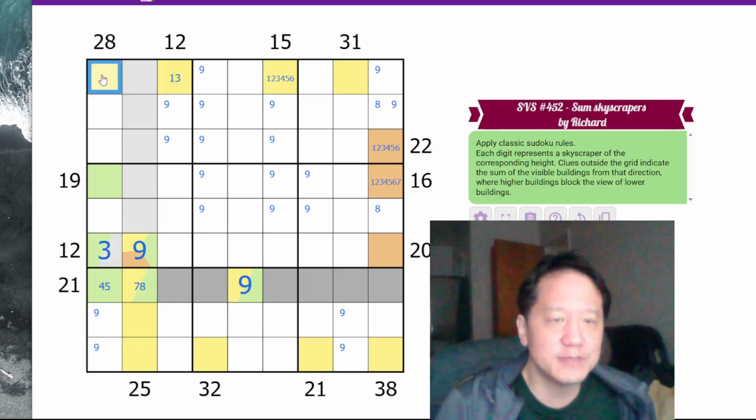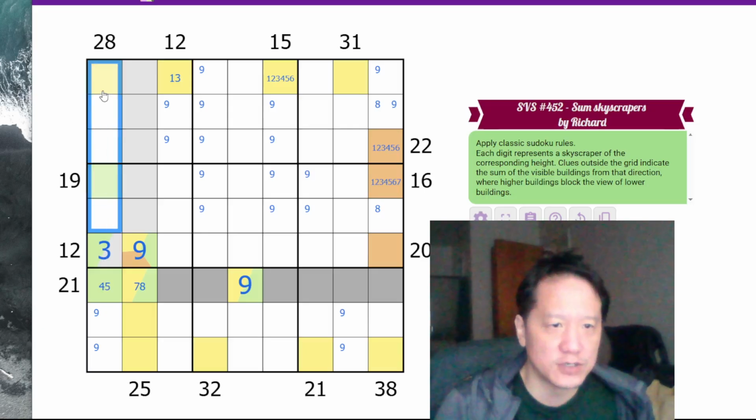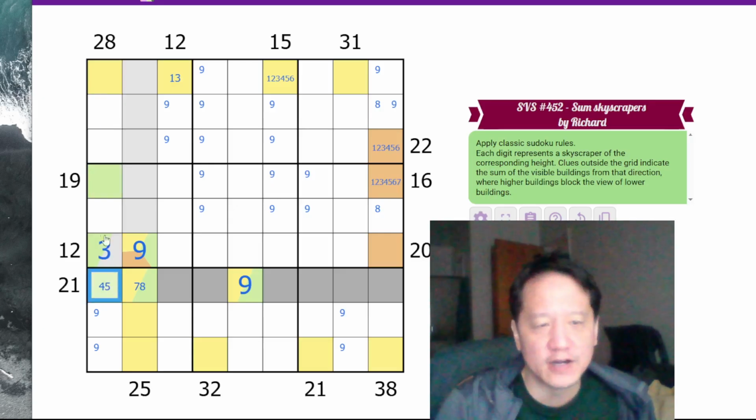This is not seen by the 28. This is not seen by the 28, because if it were, there's just too many digits here, possibly, right? So this says at least 1 digit greater than 5. So this is also not seen in that column. These digits are not seen in this column, in column 3.